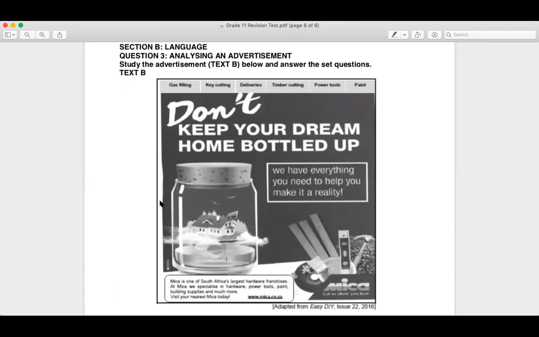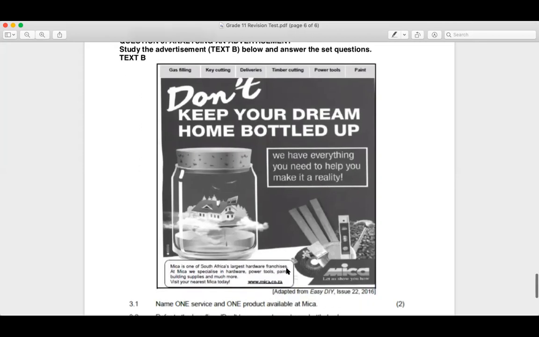Look at the way this advert is actually placed. It's adapted from Easy DIY. DIY stands for do it yourself, if you guys don't know that. It was issue number 22 in 2016. It's very important that we give you this, because it teaches you, especially when you get into higher education, to be able to cite.